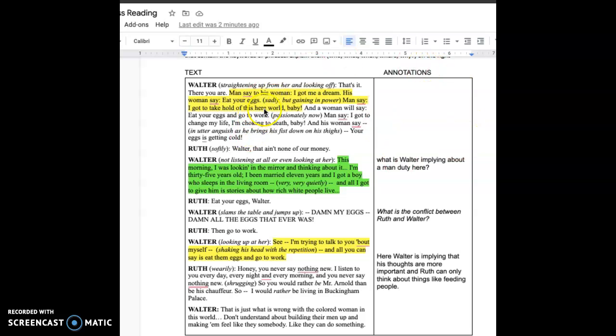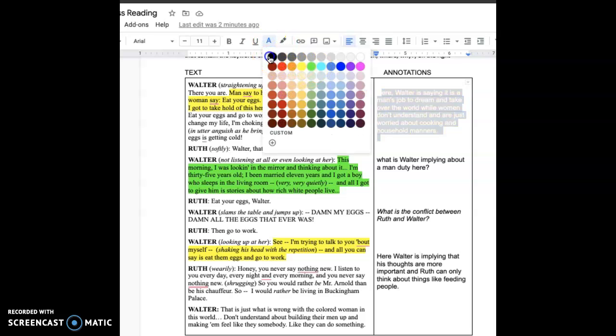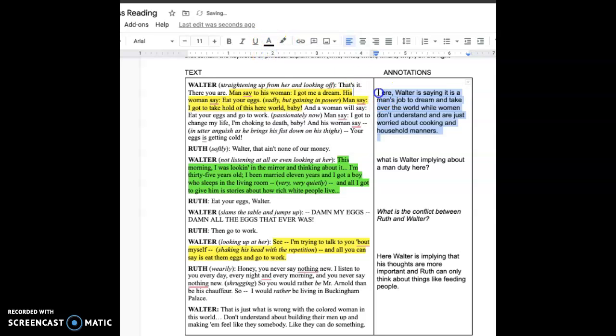"Man say to his woman, I got a dream. His woman say, eat your eggs, sadly but gaining power. Man say, I got to take hold of this here world, baby." So here we have Walter. Let me make it a color so you can see it. Boom. And there is an H there.